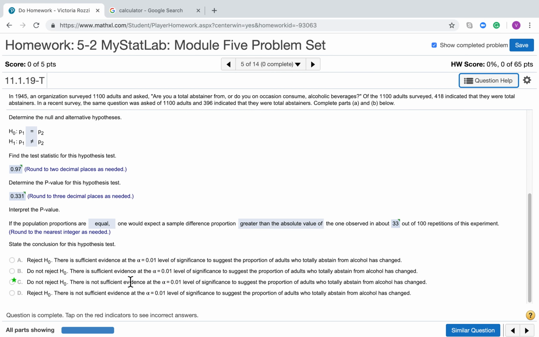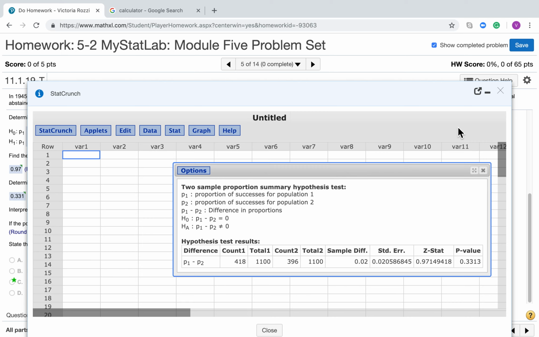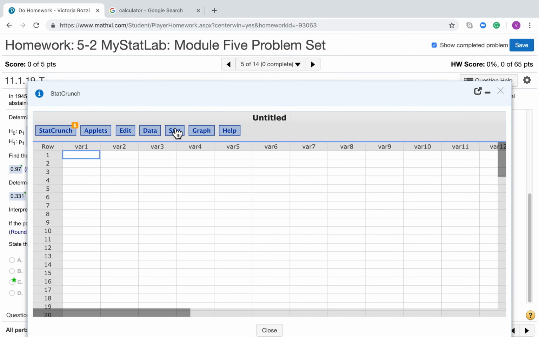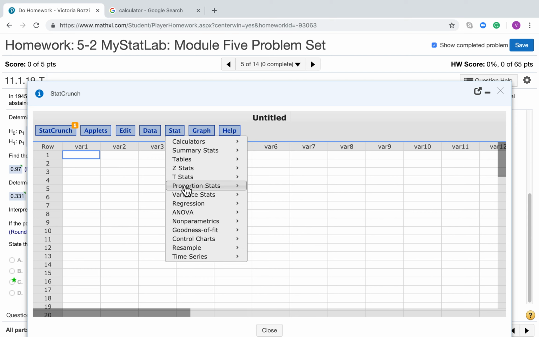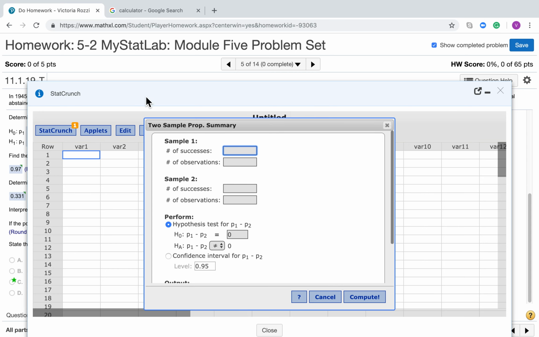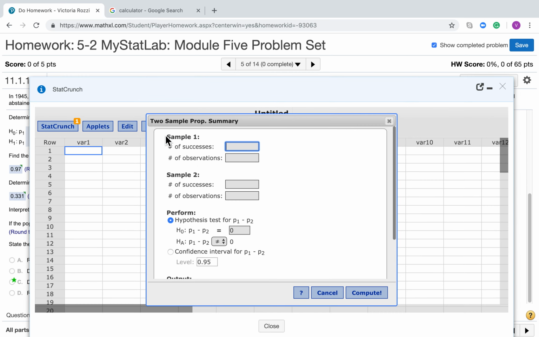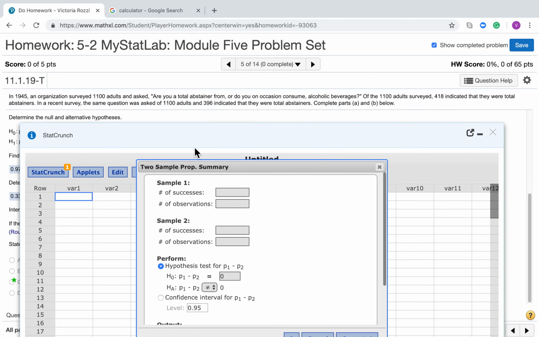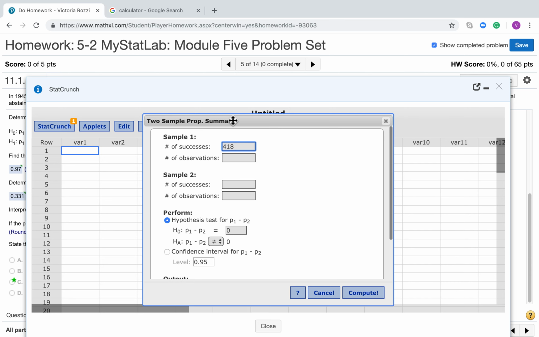Now you can run this hypothesis test right in StatCrunch. So you're going to open it in StatCrunch here, and I had already run it just to make sure I had everything correct. You'll go to Stat, Proportion Stats, 2 samples, and you're doing it with summary because they're giving you how many successes and the total. So our successes for the first one was 418, and that was out of 1100.